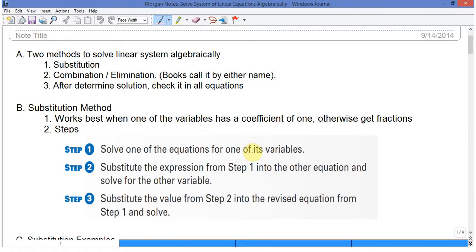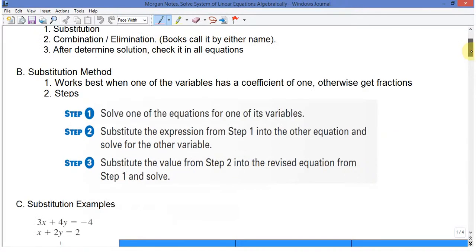We're going to probably call it combination because the Algebra 2 book we used for a while used that terminology. One thing to remember is after you get your solution algebraically, you should always check it back in the original equations to make sure those equations are true and that it is actually a solution and that you didn't make a mistake. So the first one we're going to talk about is the substitution method, and here is the sequence of steps listed out.